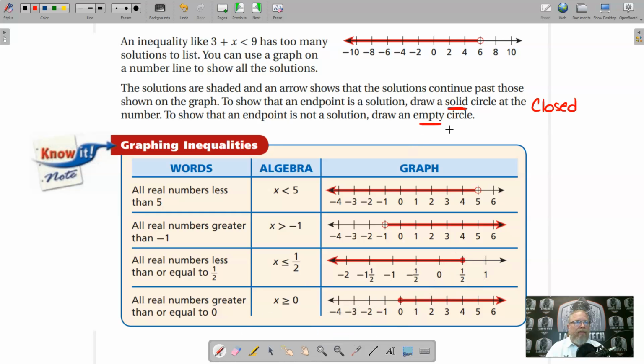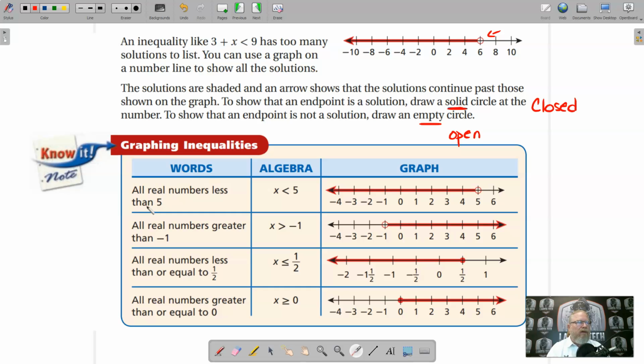And then for empty, you probably guessed it, I call these open. Well, the opposite of solid is empty, and the opposite of closed is open. So I'm going to call those open circles. So this example up here, where it is empty, I would refer to that as an open circle instead of a closed circle. So with that out of the way, you'll understand that whenever I say closed versus open, I'm talking about either solid or empty. So let's go ahead and go on to the graphing inequalities table here.